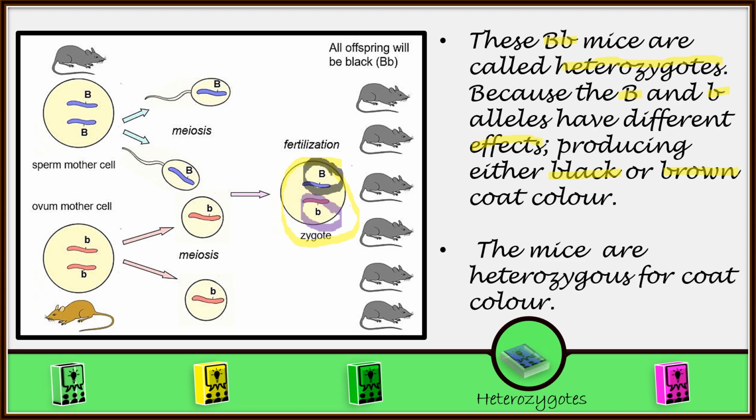The mice are heterozygous for coat color because capital B is instructing the color to be black and smaller b is instructing the color to be brown. So they are different alleles. So we call them heterozygous for coat color. They have got two alleles which are giving different effects to the characteristic of the mouse.